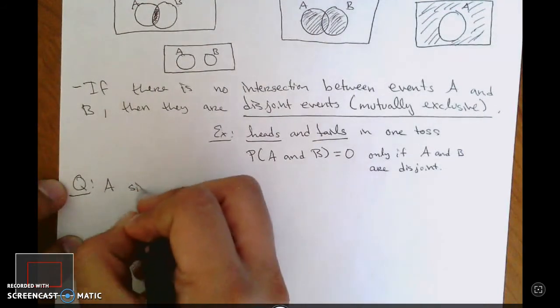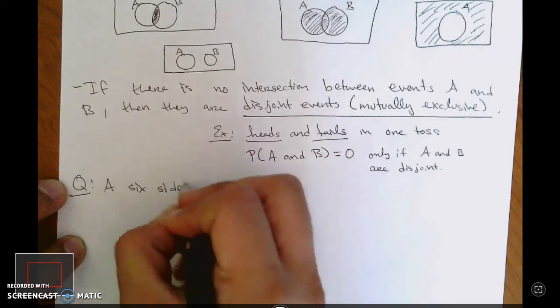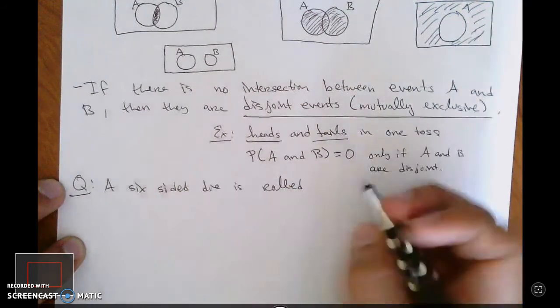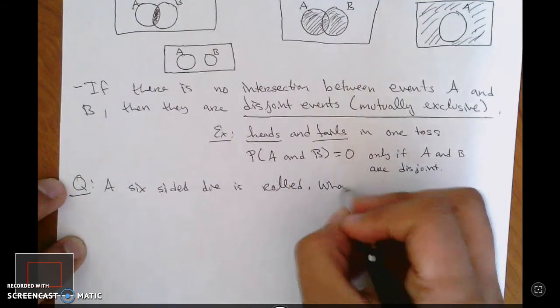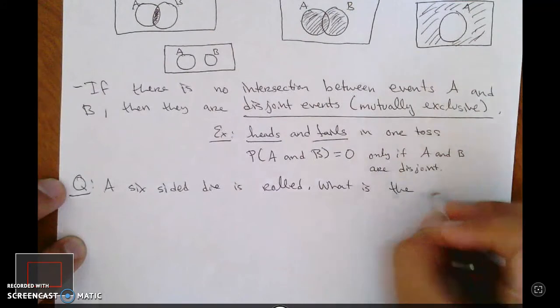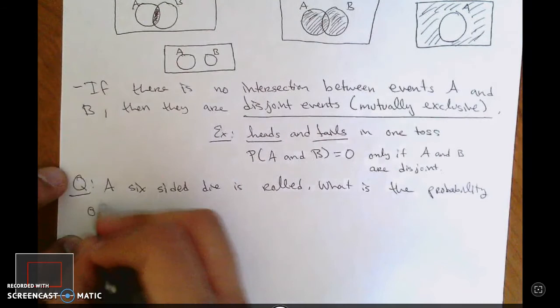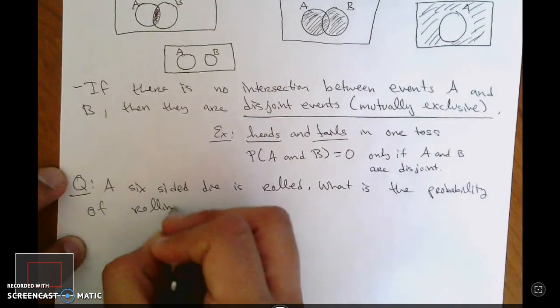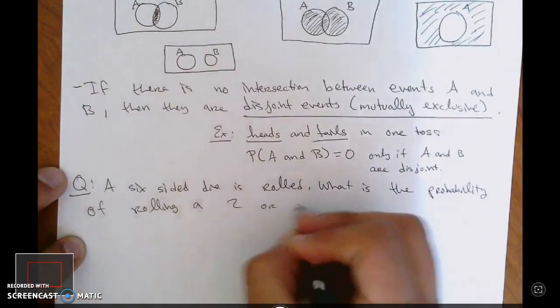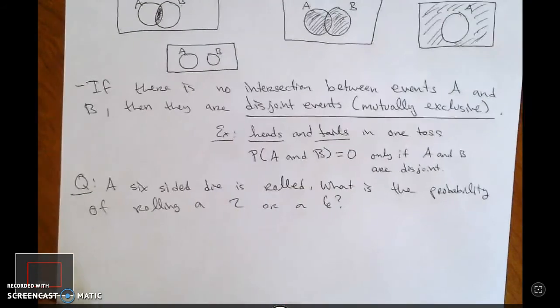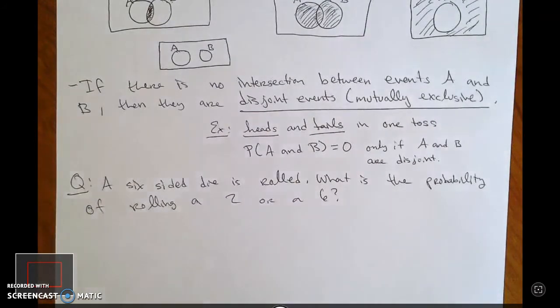So a 6-sided die is rolled. Okay, so I rolled a 6-sided die. What is the probability of rolling a 2 or a 6? Okay, that is my question. You don't need to write this down, but it is on the PowerPoint on Blackboard. So a 6-sided die is rolled. What is the probability of rolling a 2 or a 6?